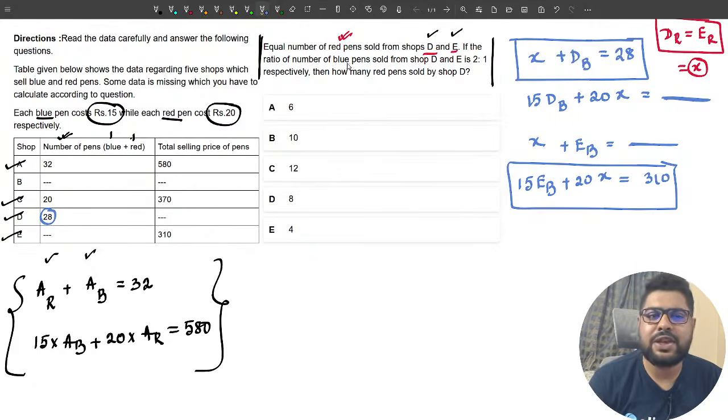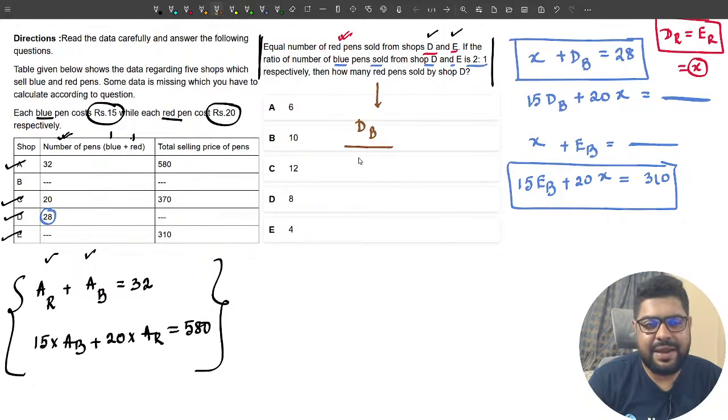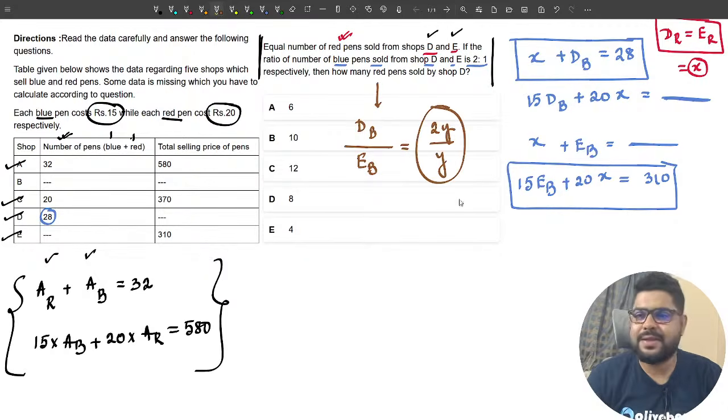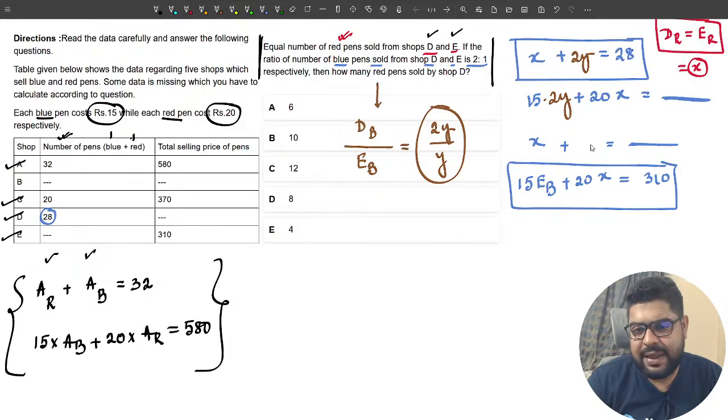Another thing: the ratio of blue pens sold from D and E is 2:1. So I can say the blue pens DB by EB is 2:1. So I'm taking 2y by y. In place of DB you put 2y, and in place of EB you put y.